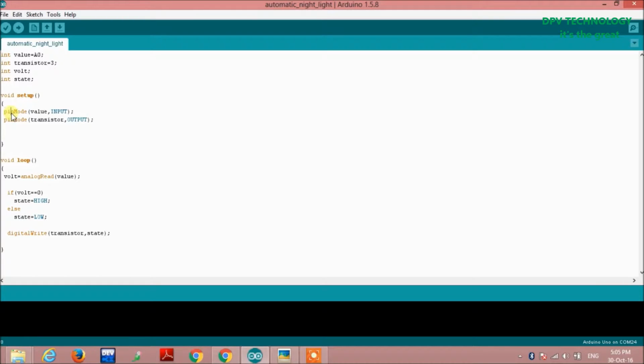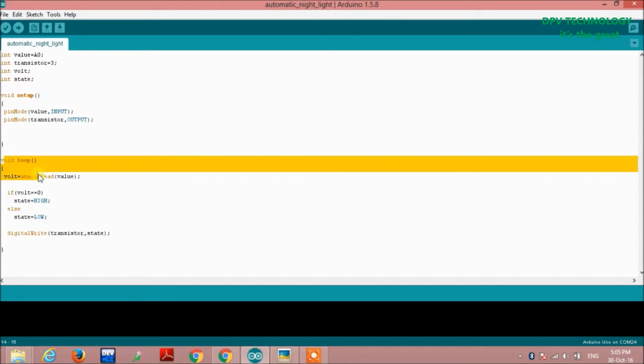Now in the void setup, as usual, I have defined the pin modes. The pin mode value is input here, as this is the input value from the LDR to the Arduino. Here the transistor of the relay driver acts as a switch. Since the transistor is to be turned on and off according to the signal of the LDR to drive the relay, we have defined this pin mode transistor as output.